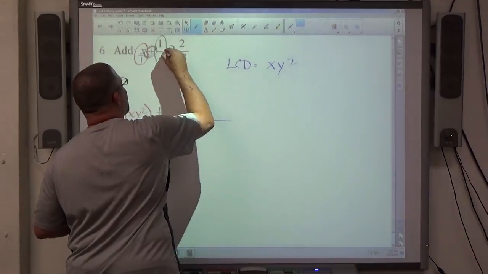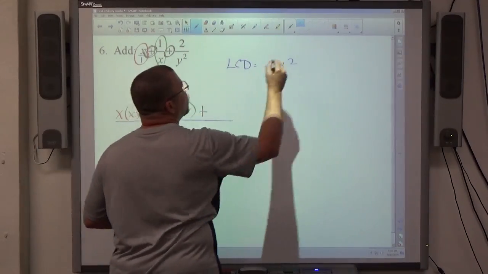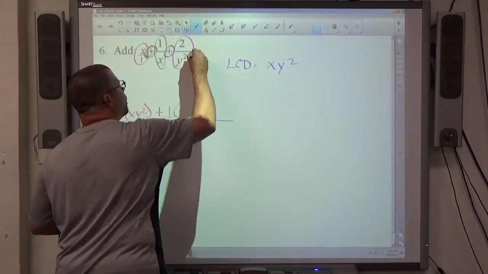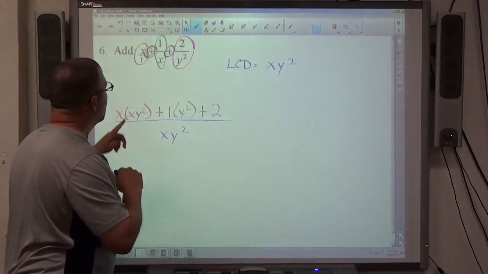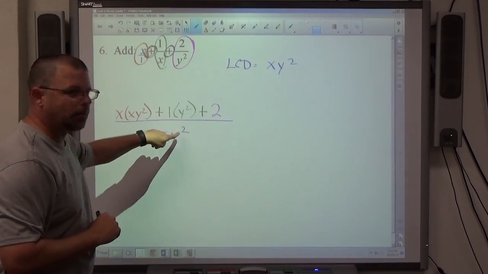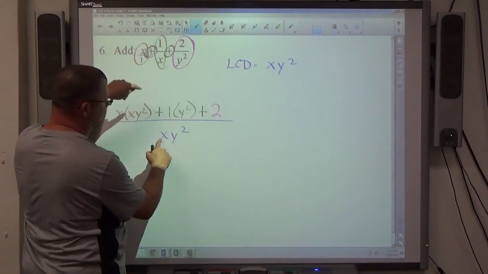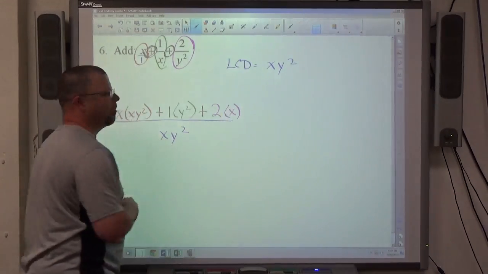Then there's another plus sign here. The third fraction starts off as 2 over y squared, so 2 is still on top. Y squared was on the bottom, now it's xy squared. Y squared is the same, x is new, x gets multiplied by the top.